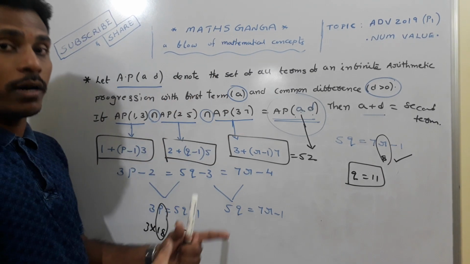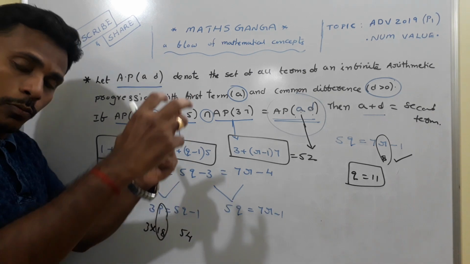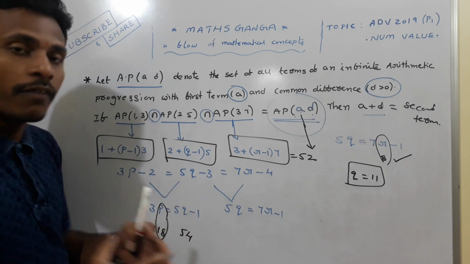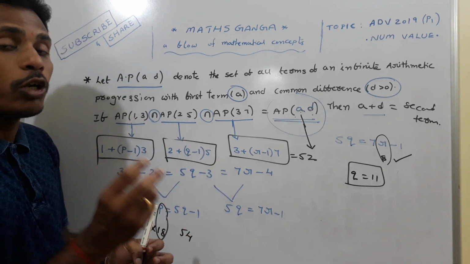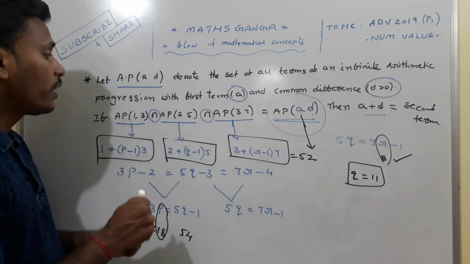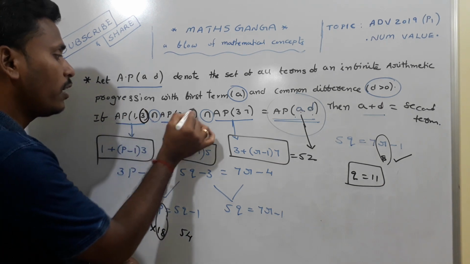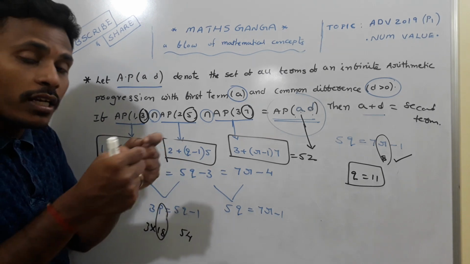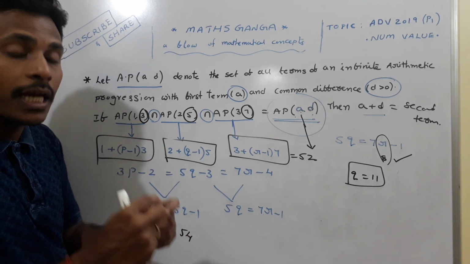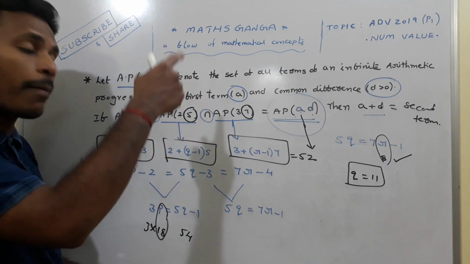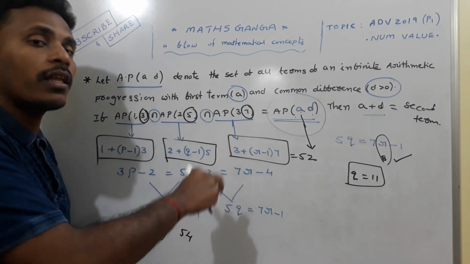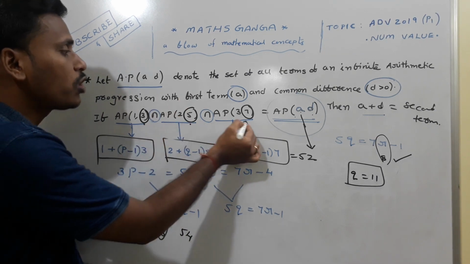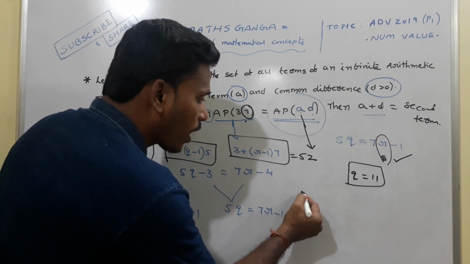We need another common term. So 52 plus a multiple of 3 equals 52 plus a multiple of 5 equals 52 plus a multiple of 7. So we need to find the common multiple of 3, 5 and 7. That common multiple, the least common multiple of 3, 5 and 7, if you add, again that happens in these three terms. So that is also the common term of these three sequences. If you find the least common multiple of 3, 5 and 7, that is 105.